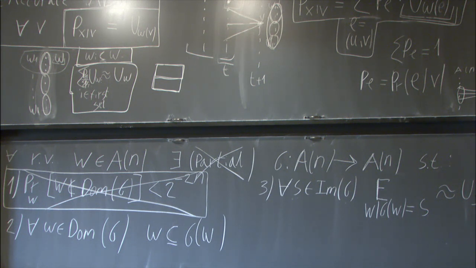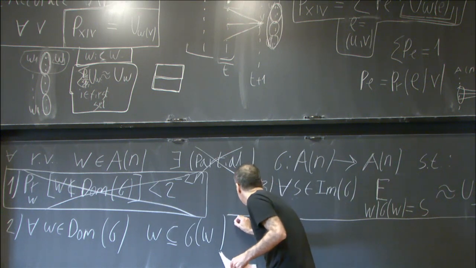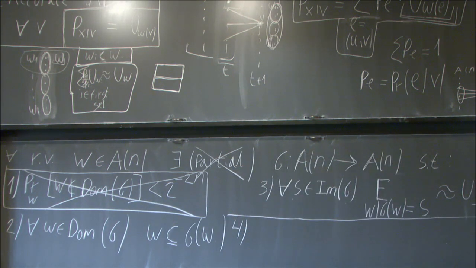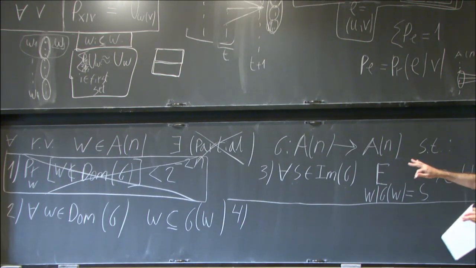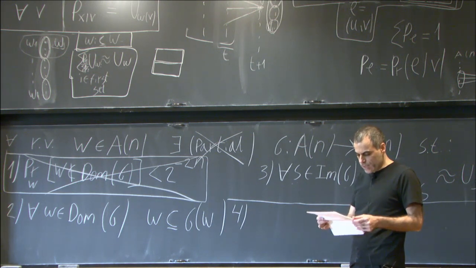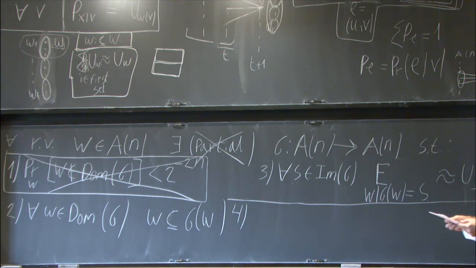The identity map, of course, satisfies this, but you want to gain something. So 4. This is going to be 4. And for 4, I want to have a little bit of additional complication, and maybe I can write 4 first.